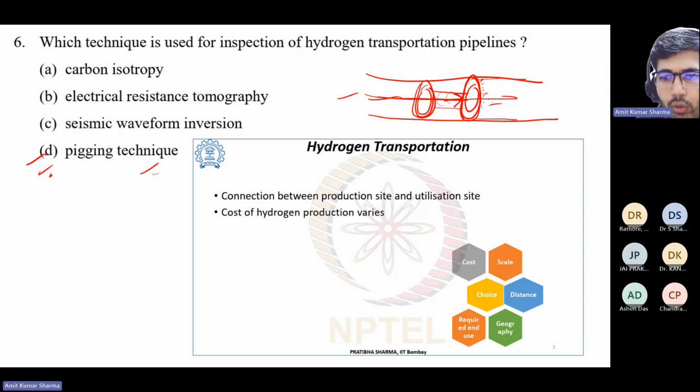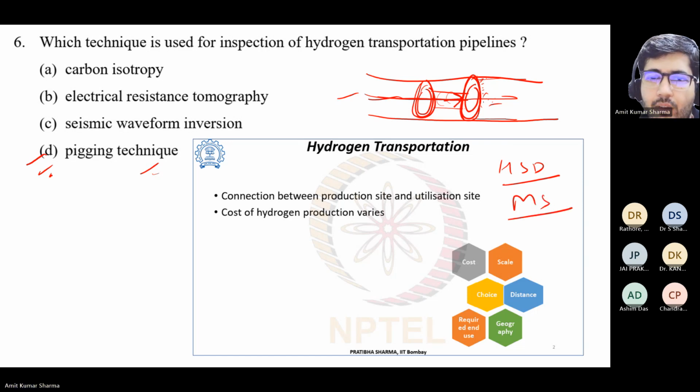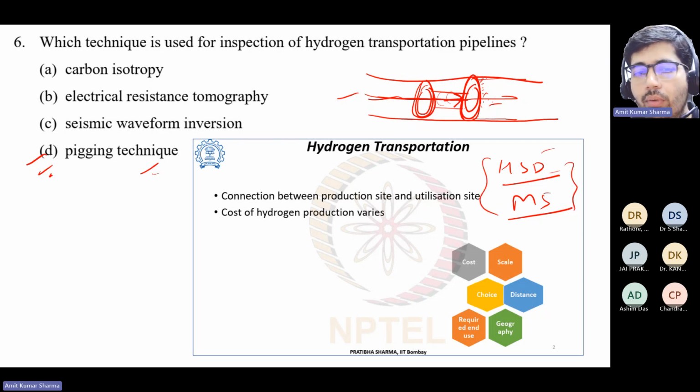From the refineries all over India, we have a network of pure diesel, petrol, and kerosene. In terms of the oil industry, diesel is called HSD, high speed diesel, and petrol is called MS, motor spirit. So these are the terms for diesel and petrol in the oil industry. So we have a single pipeline for all of these.